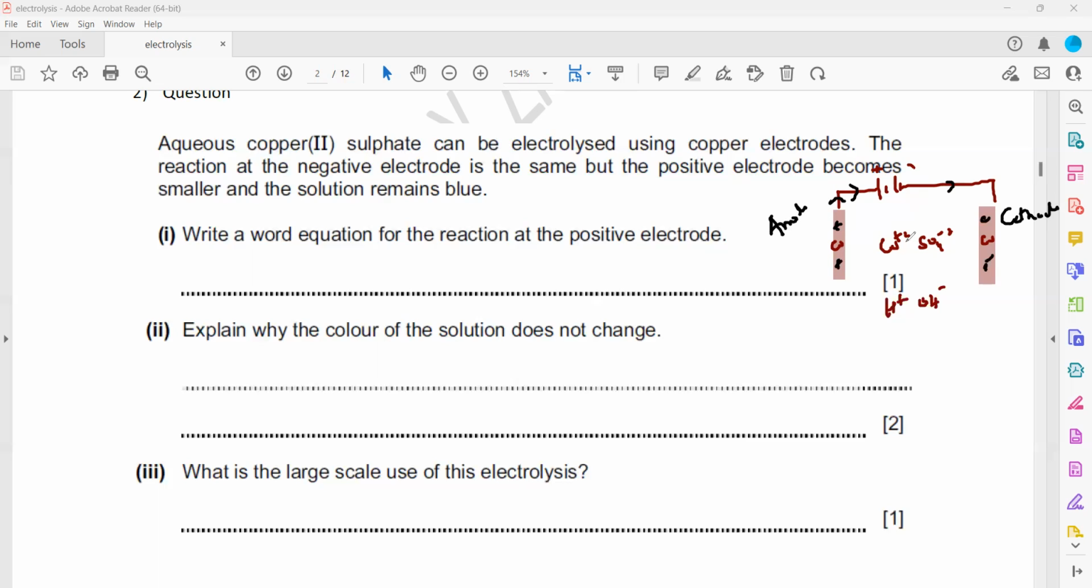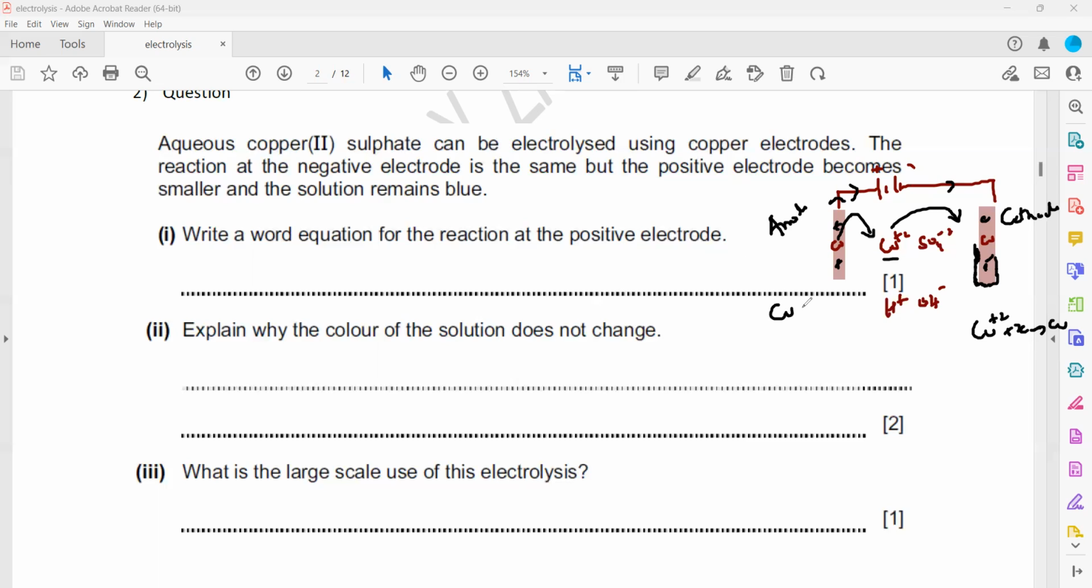For positive ions, always the less reactive positive ion will move, so in this case the copper ion will move. When the copper ion moves towards the cathode, it takes 2 electrons and forms copper metal that sticks to the cathode, so the size of the cathode will increase. But to balance the removal of the copper ion, one copper atom goes into the solution as a copper ion. So the equation will be opposite.